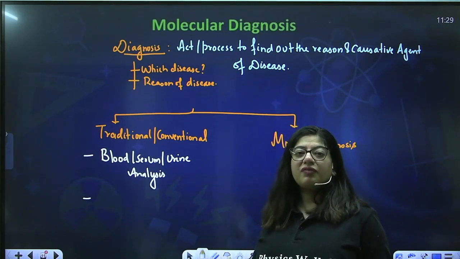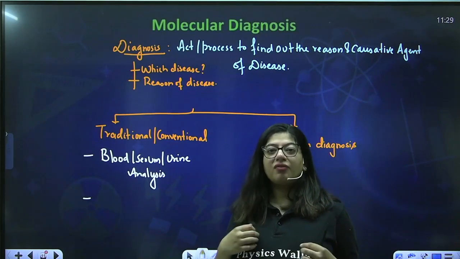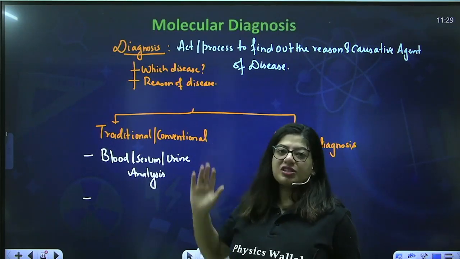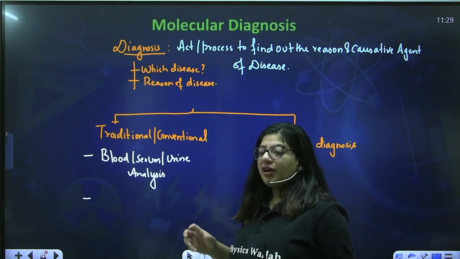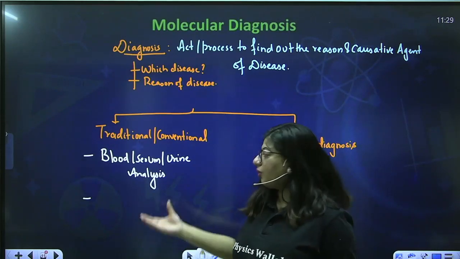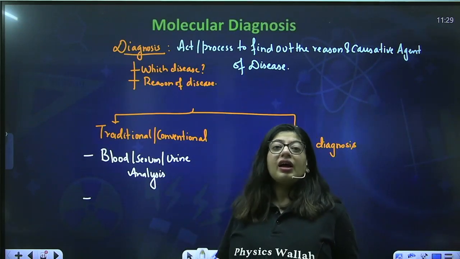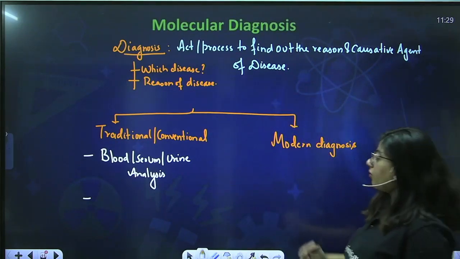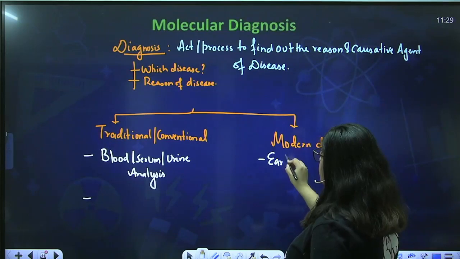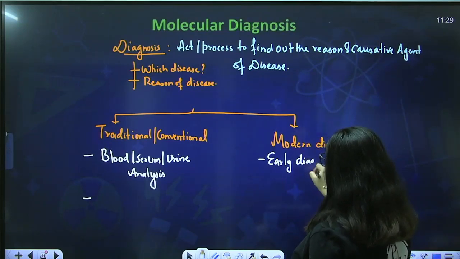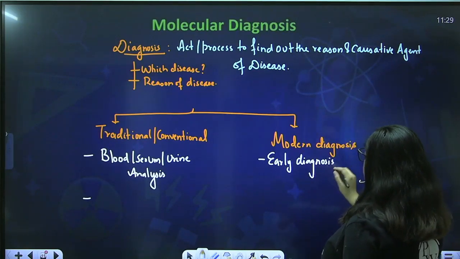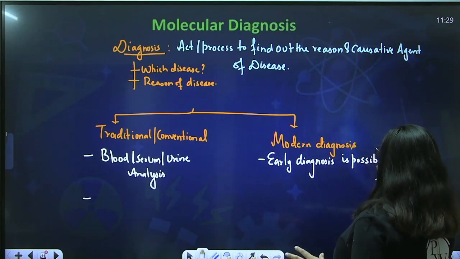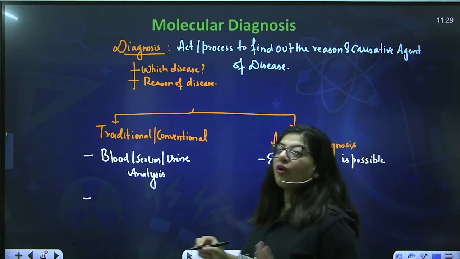For example, if I want to know whether I will have diabetes in later stages or not, or whether I'll have a certain genetic disorder, I cannot do it with blood analysis. Anyways, I have to go for modern diagnosis. In modern diagnosis, early diagnosis is possible. Even if the baby is not yet born, I can still check whether the baby can have any genetic disorder in the future or not, right?